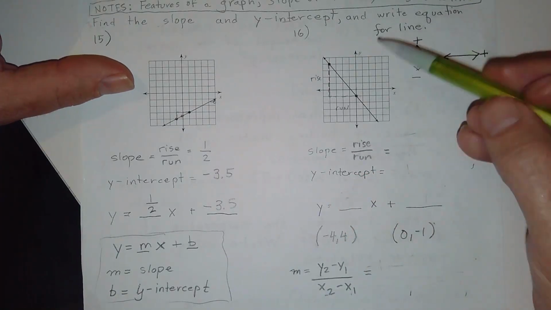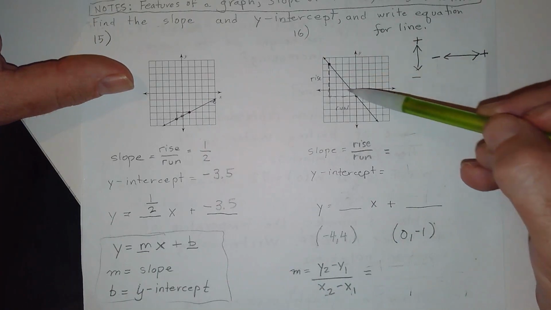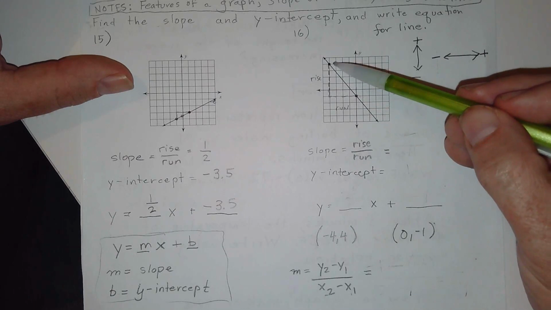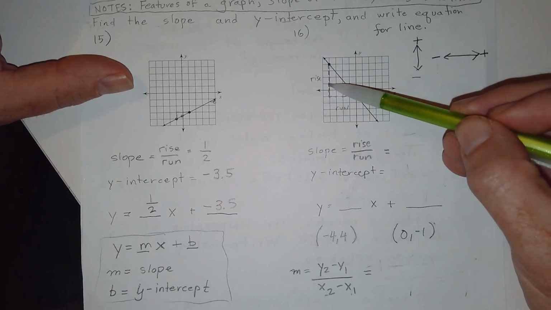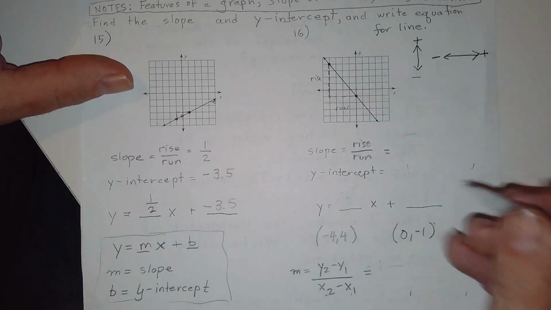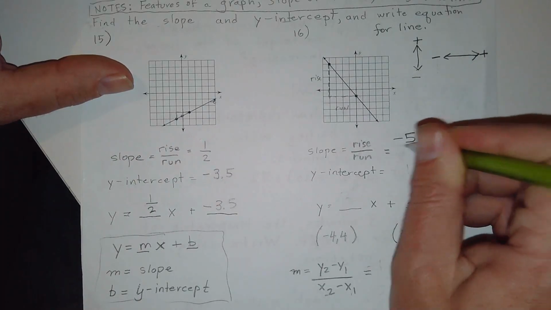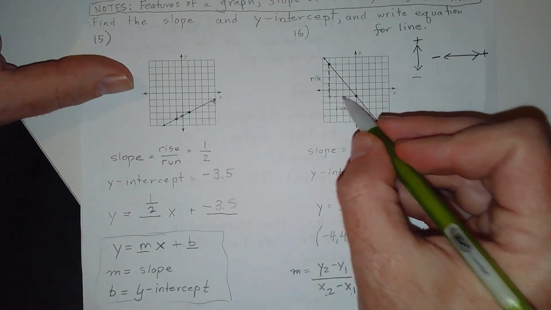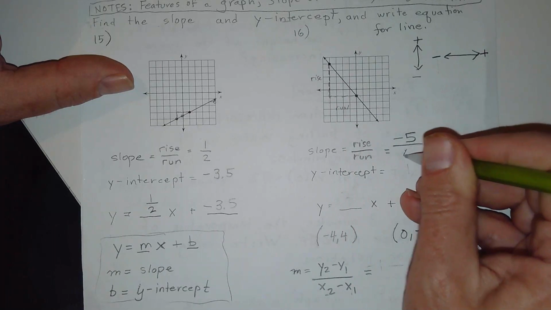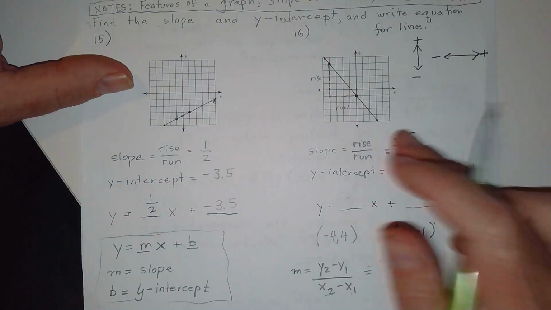Now this one's a little trickier than the last one just because my line's going down now. So my rise, if I start at this point, 1, 2, 3, 4, 5, is 5, but it's 5 down, which means it's negative. And then over from here, 1, 2, 3, 4, my run is 4. So my slope is negative 5 over 4.